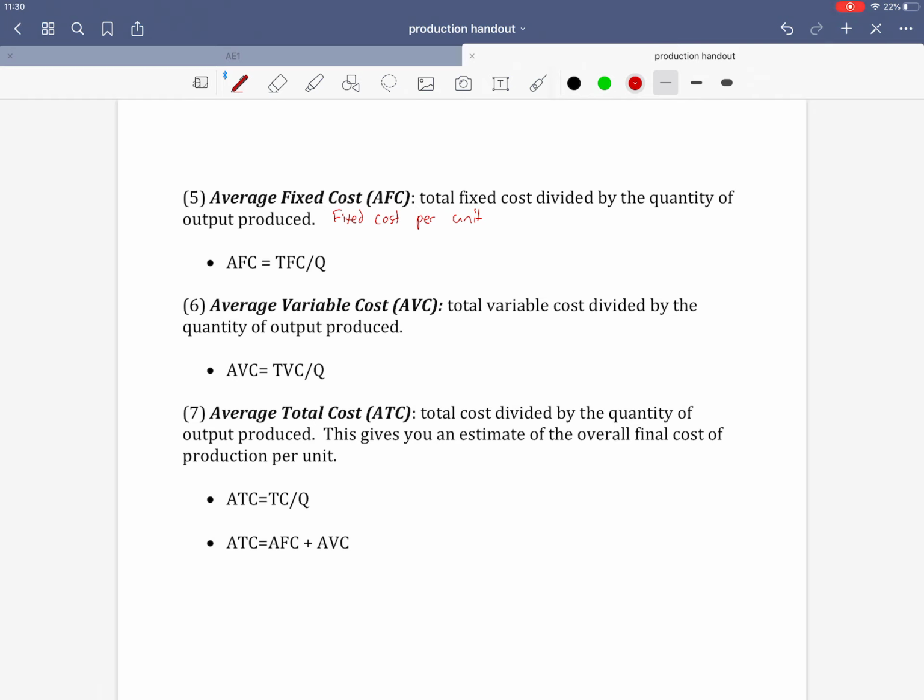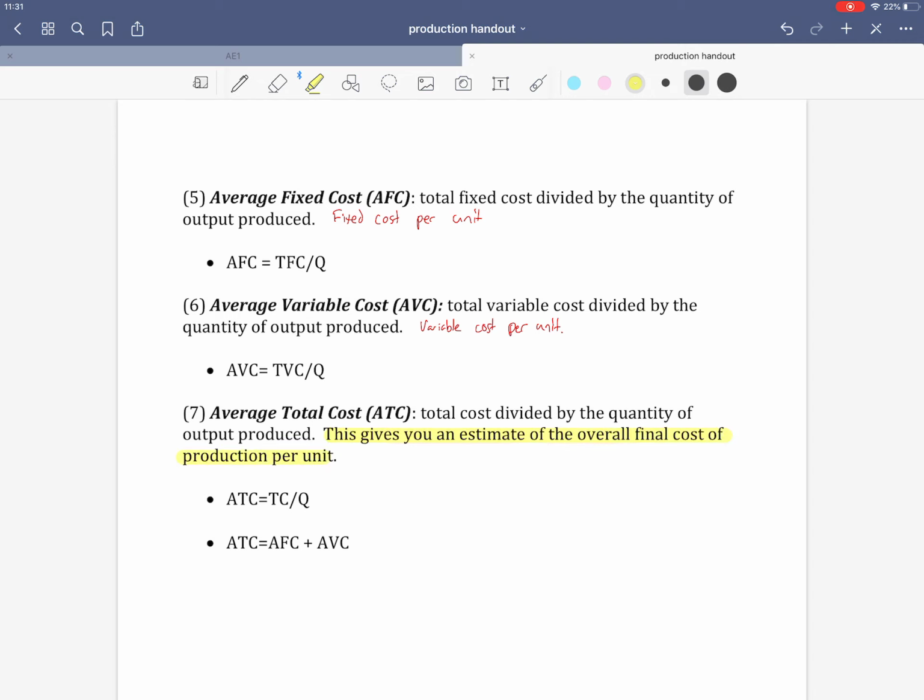Now our average variable cost is going to be our total variable cost divided by the quantity that's being produced. And this is going to give us an estimate of our variable costs per unit. So our variable cost per unit. And we'll be able to find that by taking our total variable costs and dividing that by our quantity. And then lastly, we have our average total cost, which is our total cost divided by the quantity. And this gives us an estimate of our overall final cost of production.